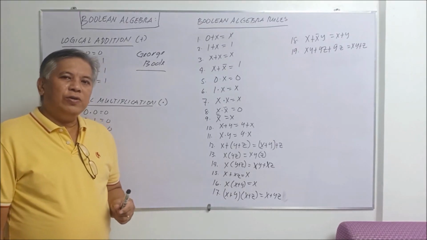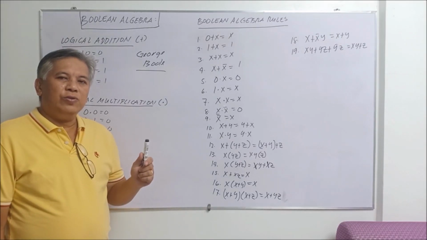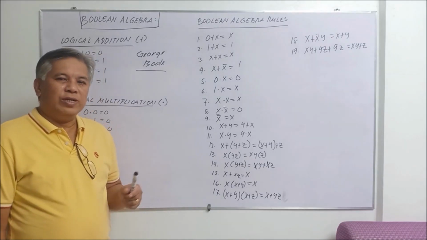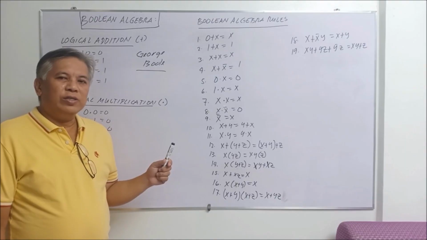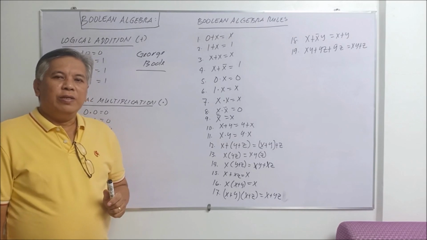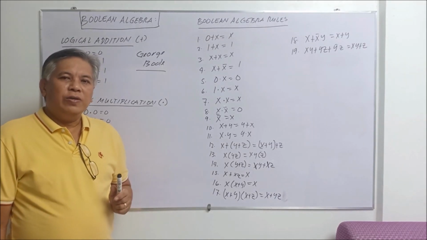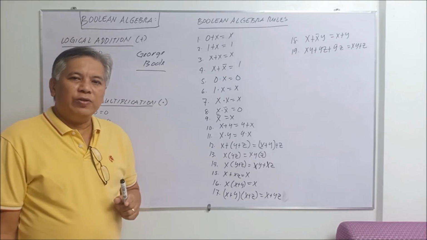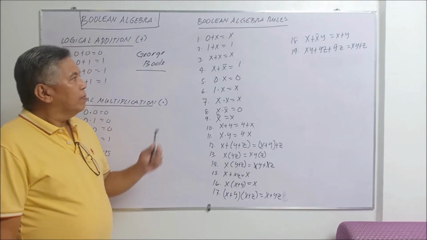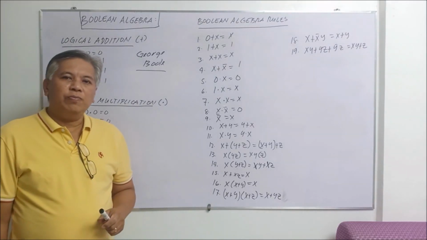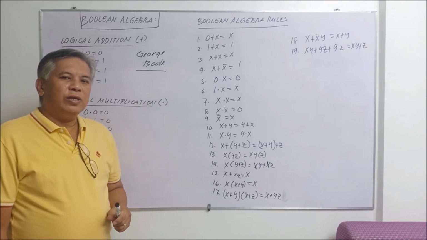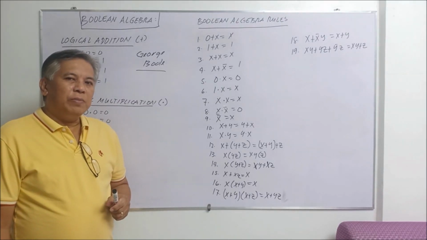In algebra, the value of your variables from A to Z is represented by a decimal number. Say X is equal to 100 or 200, Y is equal to 500, and so on. Whereas in Boolean algebra, the variables from A to Z will have only two values. It is either 0 or 1.